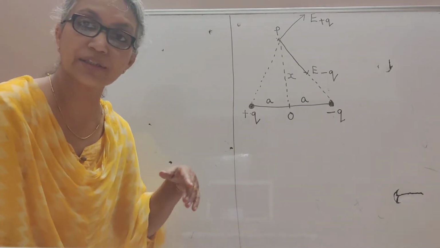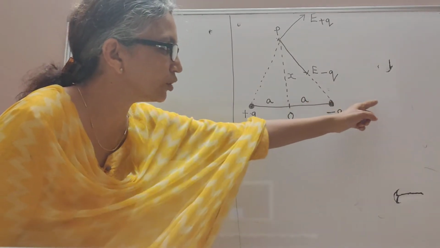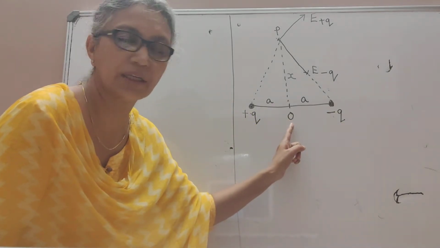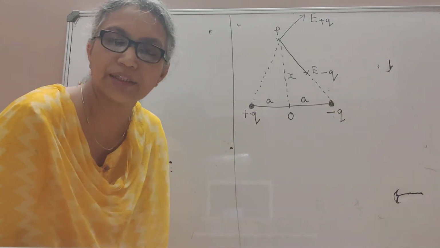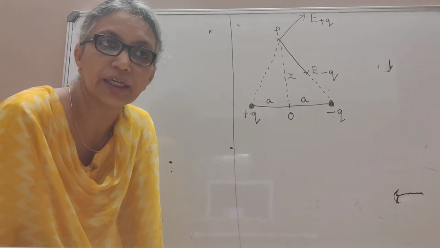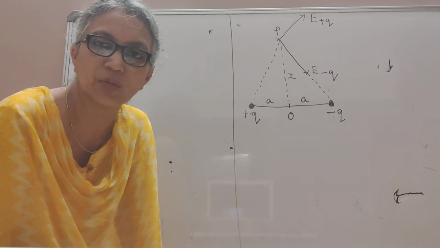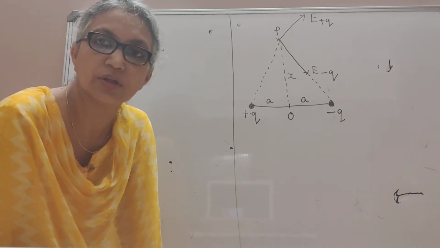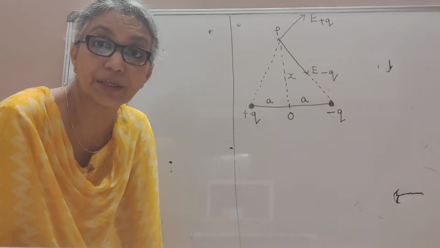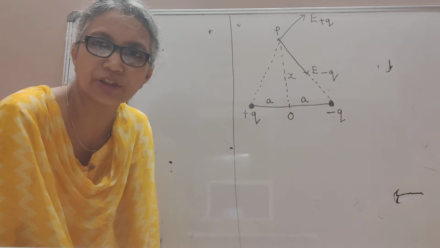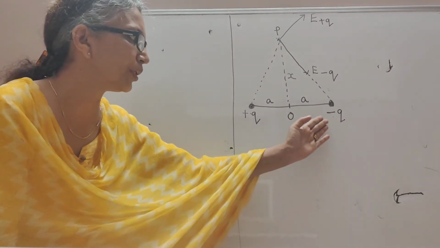So what we did in the last class is, we extended the line to the right, marked a point P which is at a distance x from the center, and we call that point P an axial point. And we derived the equation for the electric field at the axial point. Magnitude was given by 1 by 4 pi epsilon 0, 2p by x cube, x being the distance from the center to point P. Its direction was the same as that of the dipole moment.